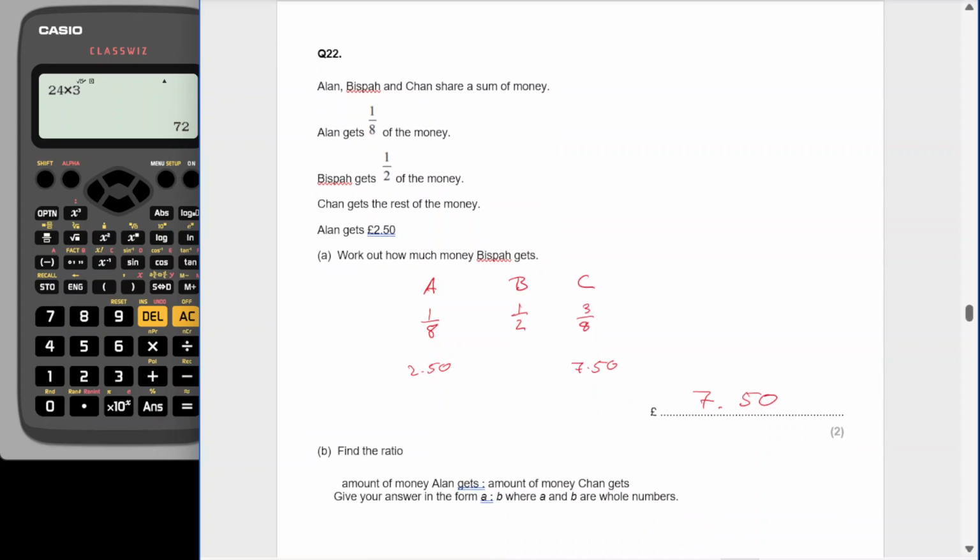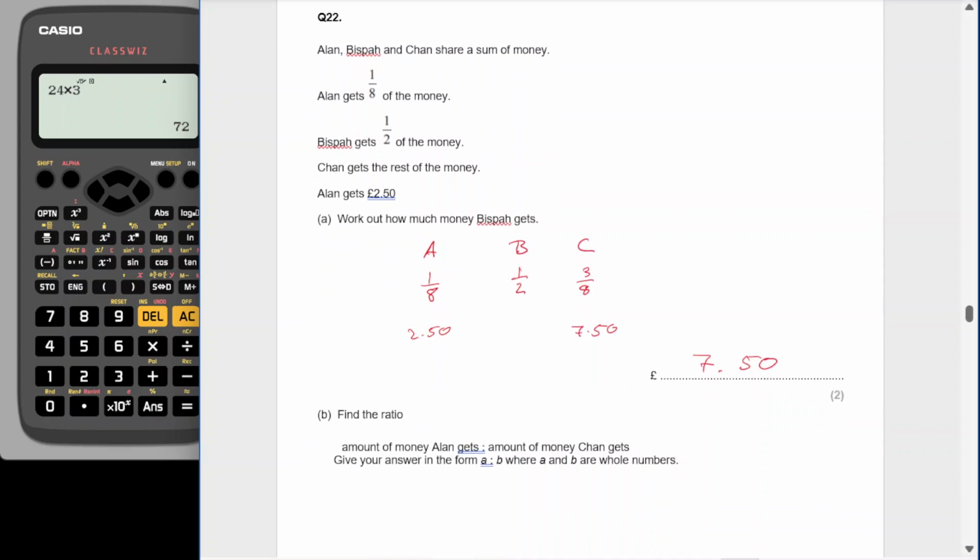Find the ratio of the amount of money that Alan gets to the amount of money that Chan gets, giving your answer in the form A to B, where A is a whole number. A to C. So we've kind of done it already. If we put them in as 8ths, that would be 1 to 3.